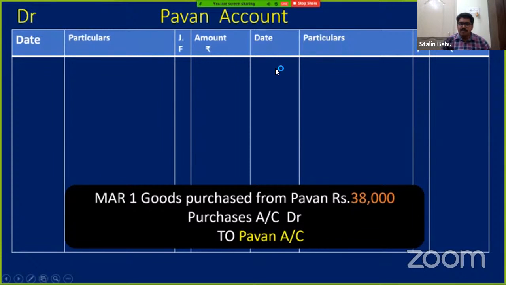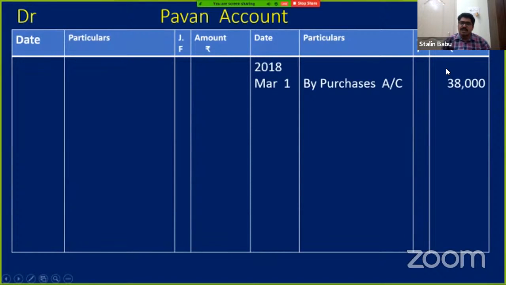What is the transaction date? March 1st. In the purchase column, while writing the credit, we have to write "By" and the name of the account debited. So what is the name of the account debited here? Purchase account. By purchase account, what is the amount? 38,000. March 1st, by purchase account 38,000.